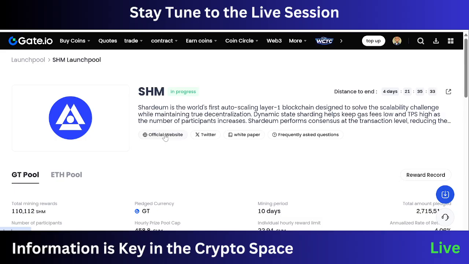So the SHM is currently in progress, like I said. Shardeum is the world's first auto-scaling layer 1.